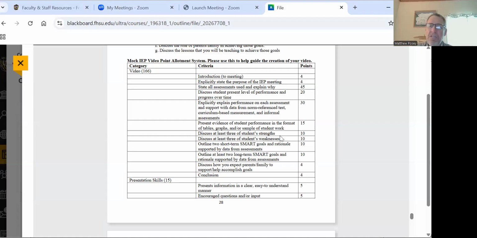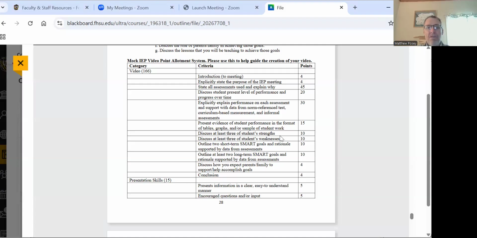Then after you do that, we're going to ask you to present or explain what you feel like are three of your case study student strengths. Okay, just any three that you feel like are strengths. Then we're going to ask you to present to the team what you feel like are three areas that are weak areas or areas in need of improvement. Okay.